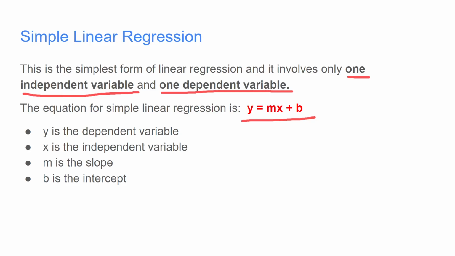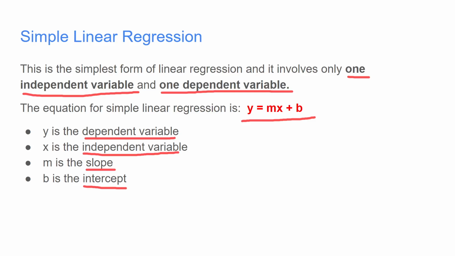So here y is the dependent variable, x is the independent variable, m is the slope, and b is the intercept. So this is the simple equation of simple linear regression.